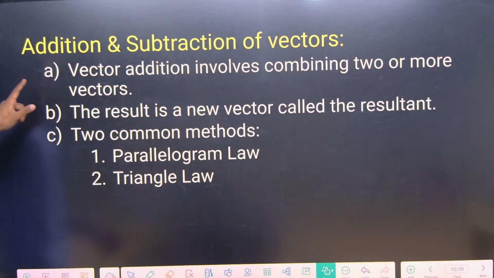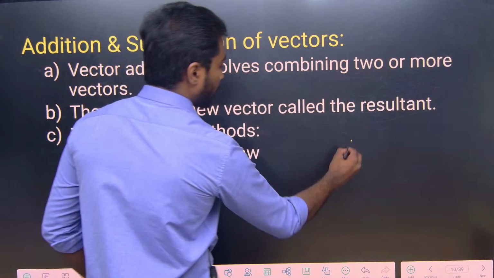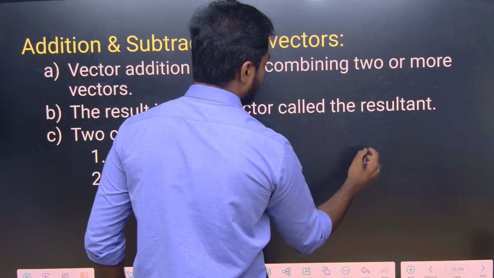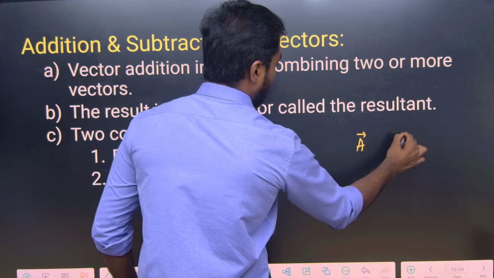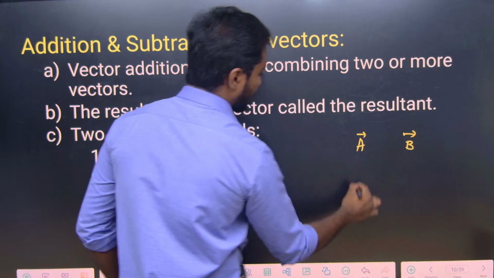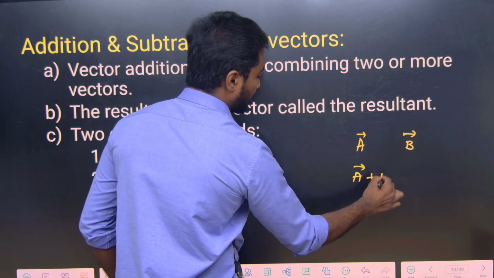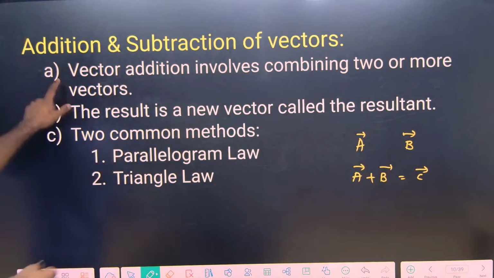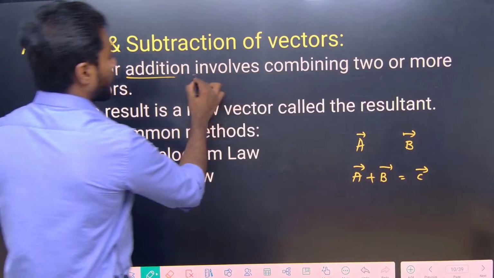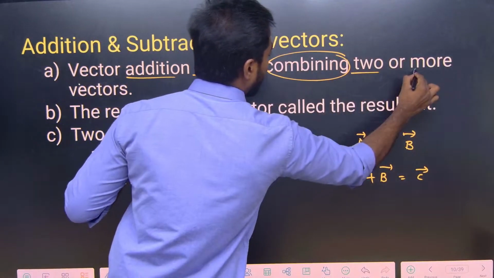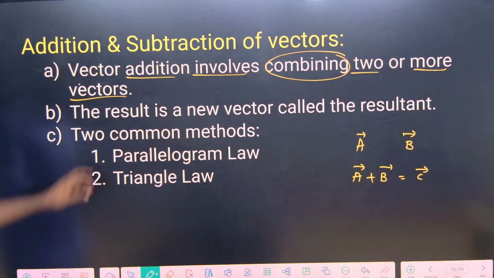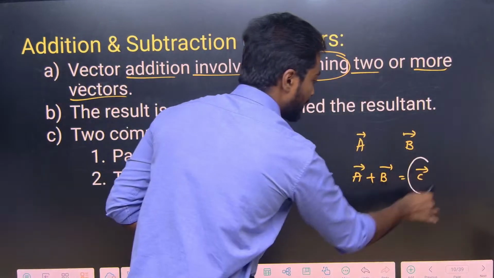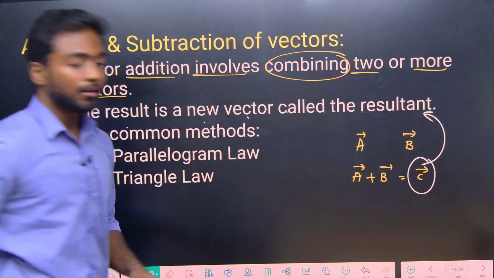Let me take a vector and b vector. If I add a vector plus b vector, I will get a new resultant vector, c vector. Vector addition involves combining two or more vectors, so the result is a new vector called a resultant vector. Obviously this c is called a resultant vector.